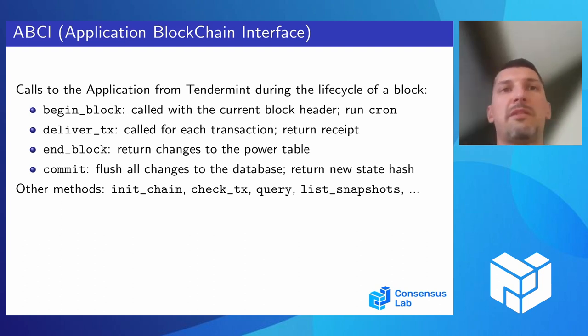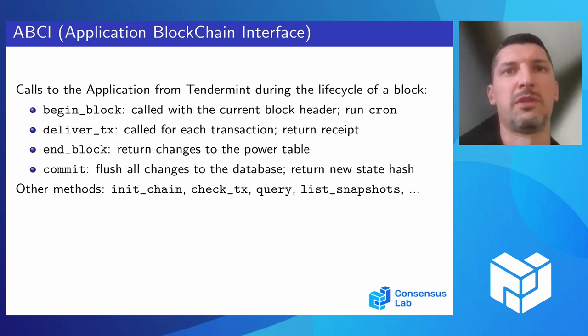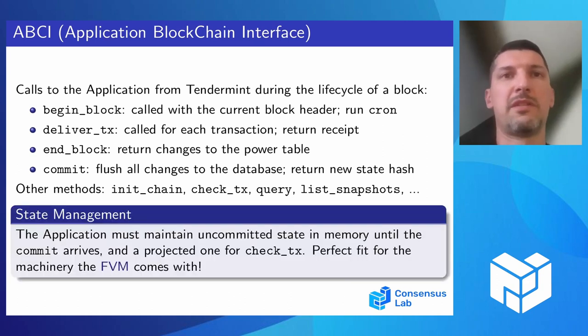But it has other methods to run the genesis, to check transactions that have been added to the mempool. And all this exists without Tendermint having any notion of what a transaction is. So in the tutorial, it's just key value pairs, but in our case, it's going to be our stuff. And we will use the FVM to interpret these.